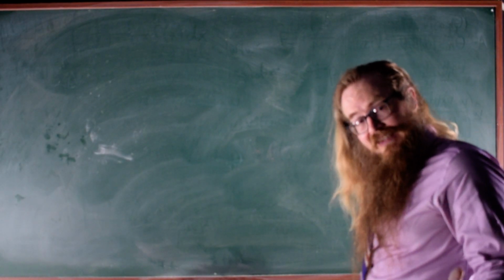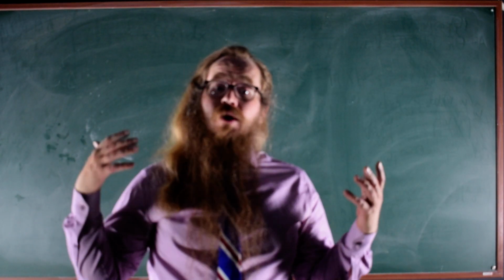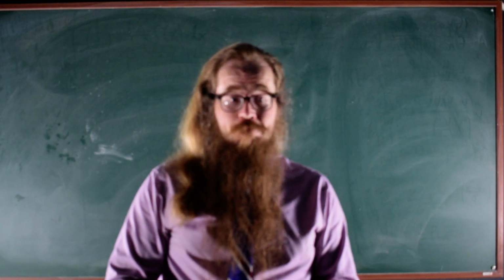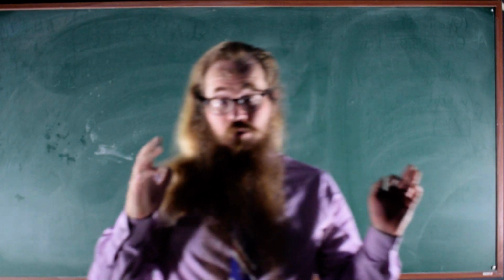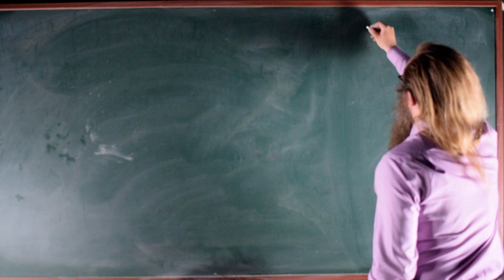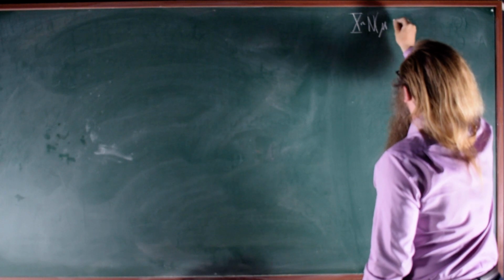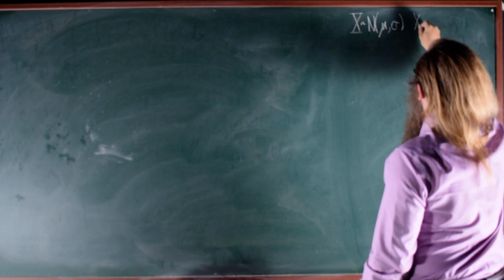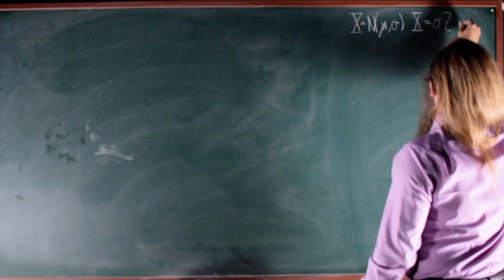Welcome to this slightly impromptu video on the expected value and variance of normally distributed random variables. Let's take a continuous random variable that is normally distributed. Let's say we have an x that is normally distributed with mean mu and standard deviation sigma. And let's say x is equal to sigma Z plus mu.